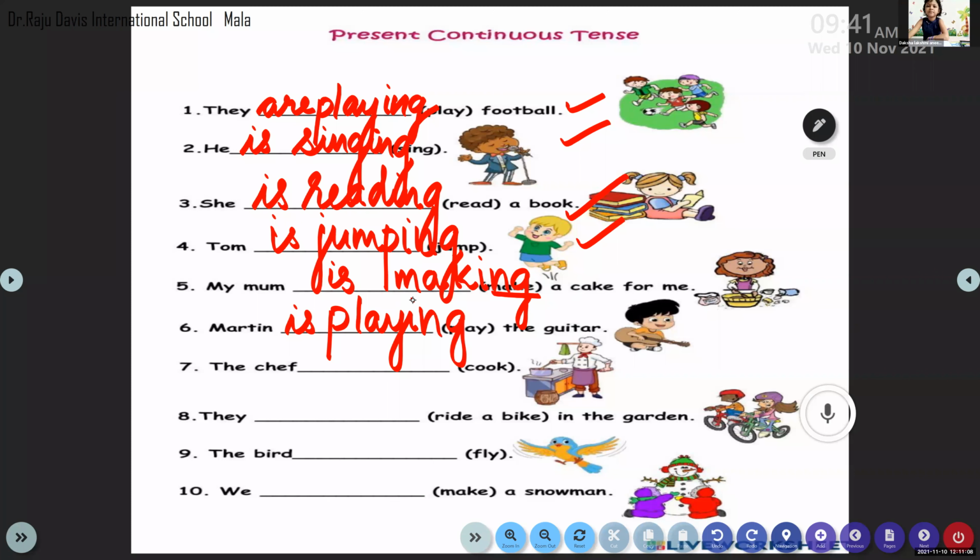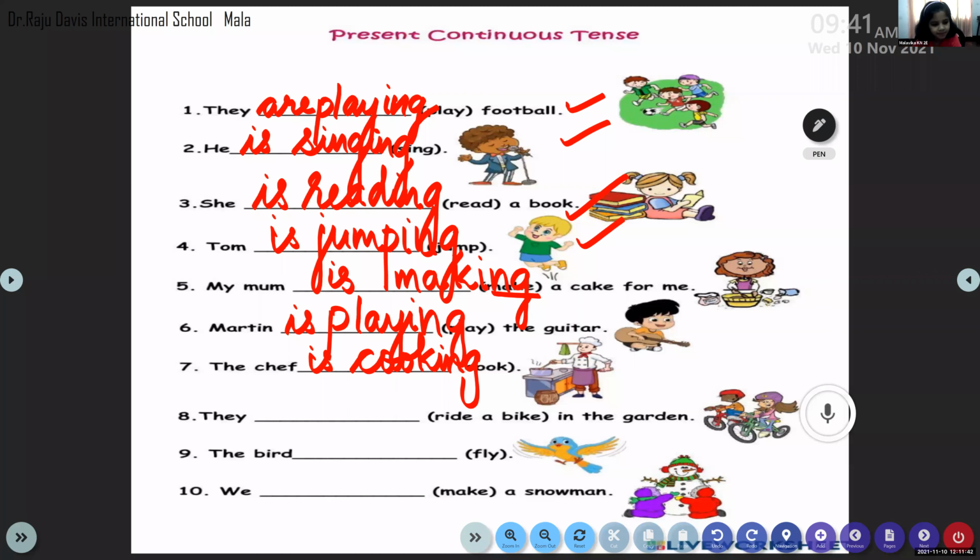Do the seventh question, Daksha. The chef dash cook. So, the chef is cooking. Very good, Daksha Lakshmi. Malavika, come on. They are riding a bike. Very good, Malavika.